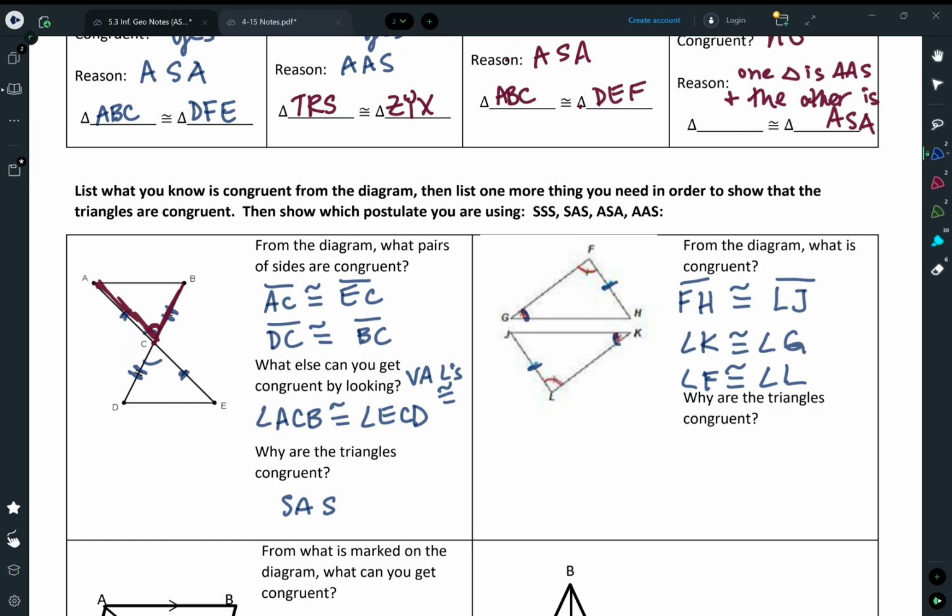So why are the triangles congruent? So I've got two angles and a side. So I have to decide, is it angle, side, angle, or angle, angle, side? So I can see that this is the side joining my two angles, and it is not marked congruent. So when I move around the shape, I have an angle and then a side. The side is not between them. So they are congruent because of angle, angle, side.